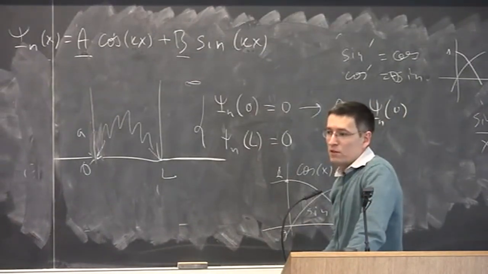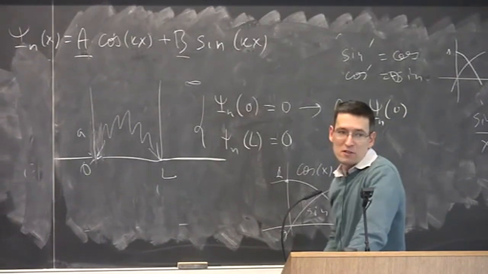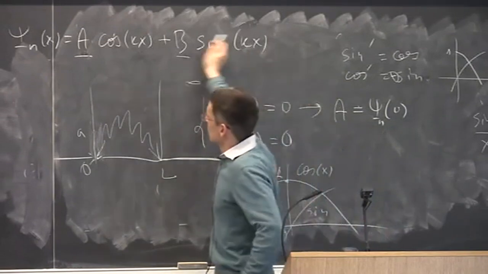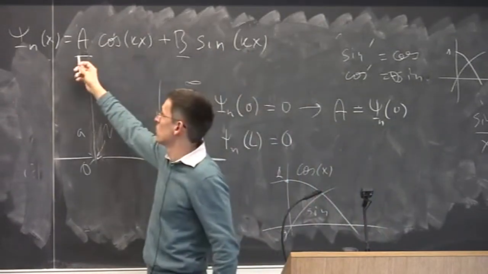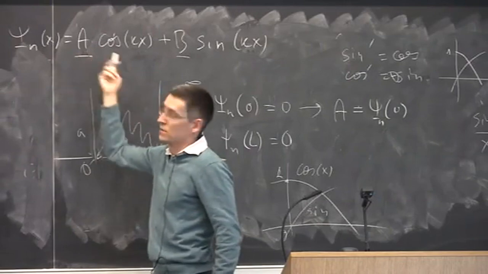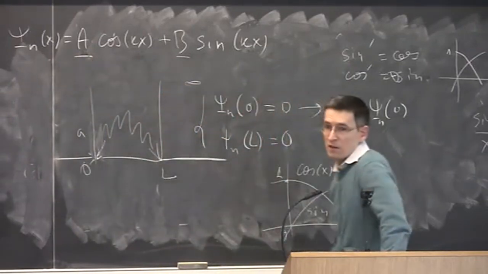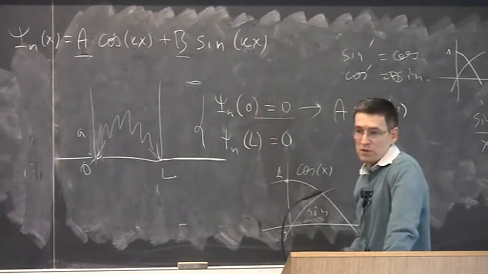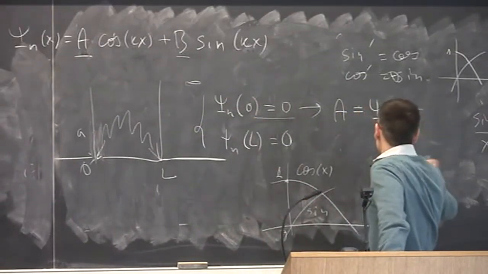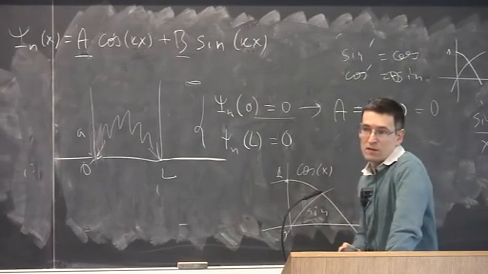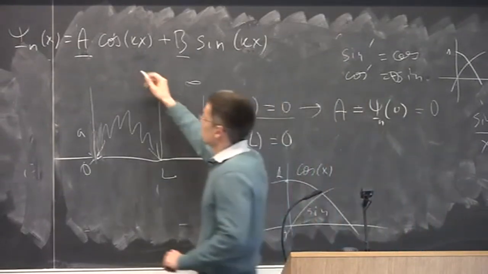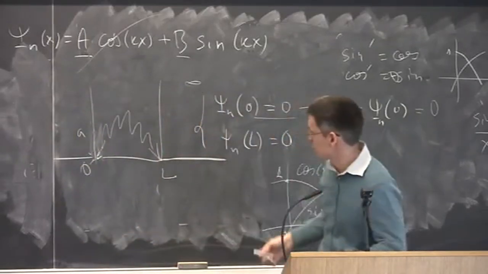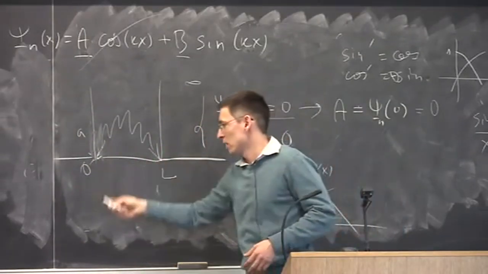Everyone follows, or everyone doesn't? So you put the 0 here, this will be 0. And you put 0 here, it will be 1. So the value of the function at 0 is A, right? But the value of the function at 0 must be 0. So what does it mean? A is 0. So there is no need to put this term at all. That just follows from the fact that the function must be 0 at the boundaries.